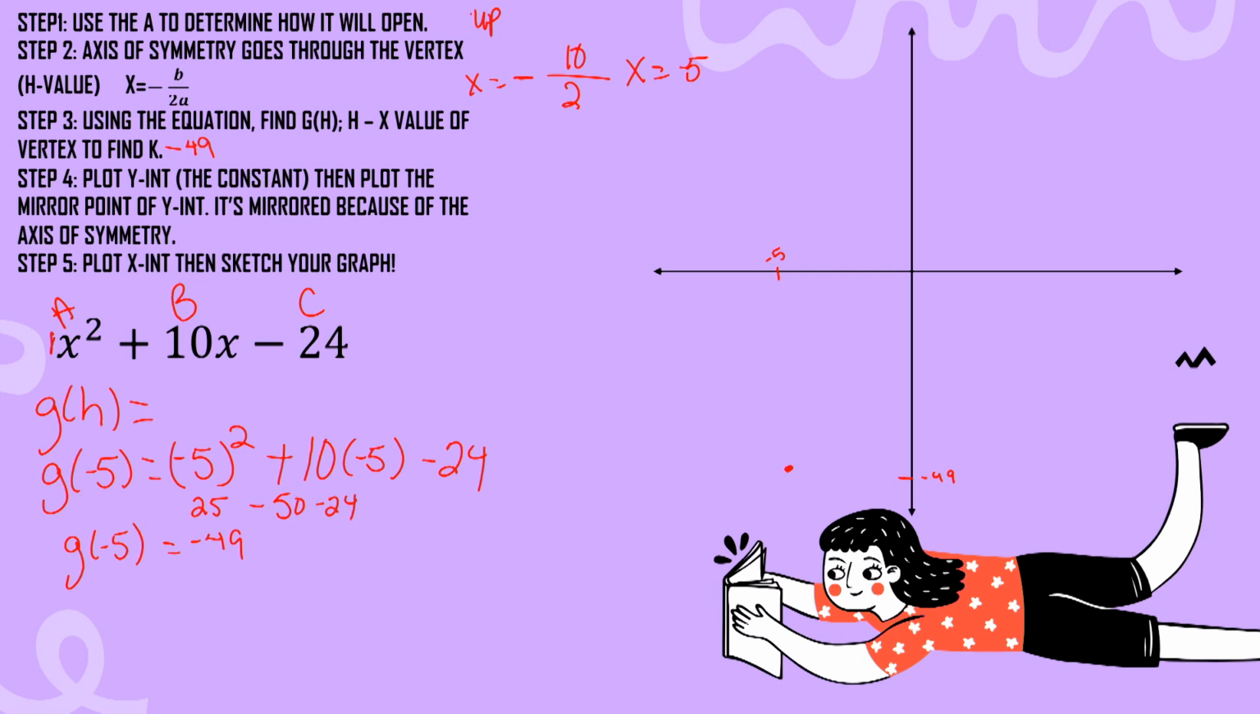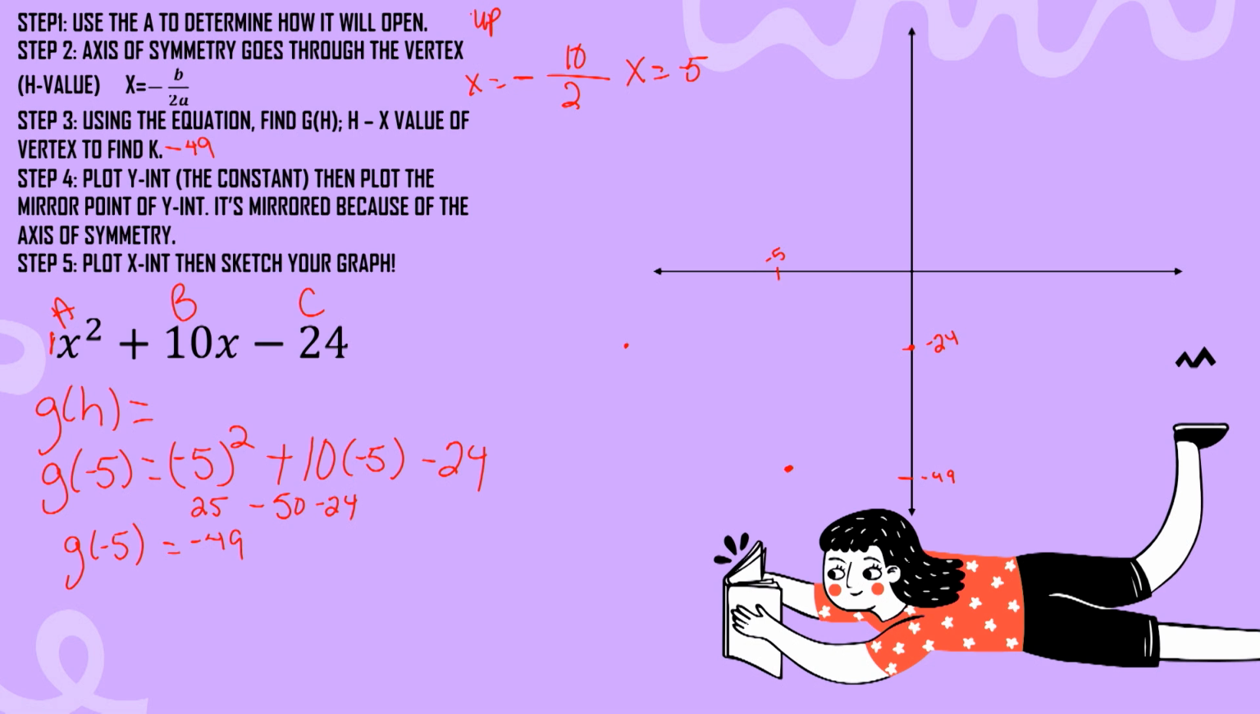Now what I want to do is plot my y-intercept, which is my constant. So my constant is negative 24. I'm going to put that on my paper, and then straight across, I'm going to have another negative 24 over here. Well, Ms. Killen, how do I find that? To find that x value, I would put y, or my f of x, equaling negative 24 and solve for my x.